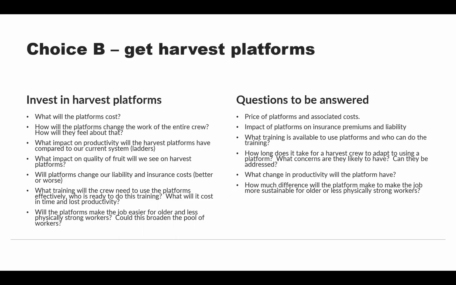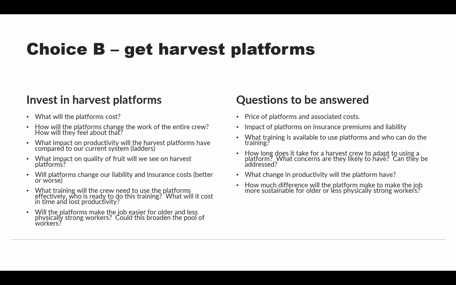What will the platforms cost? So they need to get the price of platforms and the associated costs. How will these platforms change the work of the entire crew, and how will they feel about that? What impact on productivity will the harvest platforms have compared to their current system of picking by ladders? So they want to have a sense of what change in productivity the harvest platforms have. Will it change your liability and insurance costs for better or worse?